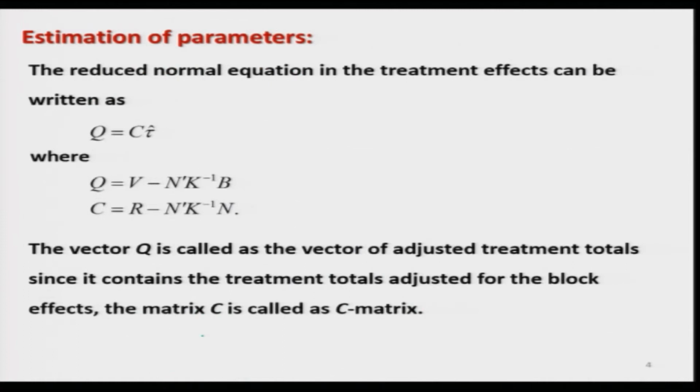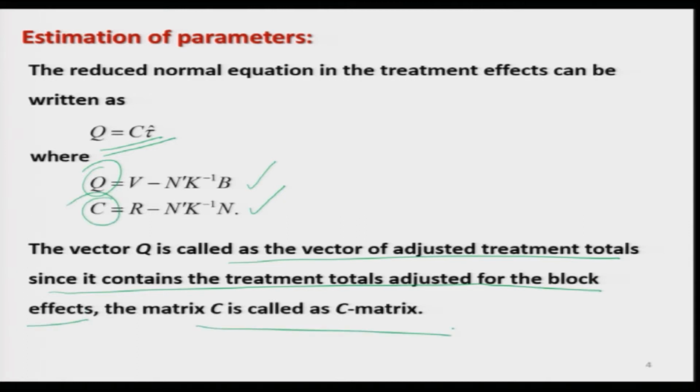And this was written here as Q = Cθ, where Q is given by the expression V − N′K⁻¹B, and C is given by the expression R − N′K⁻¹N. This vector Q is called the vector of adjusted treatment totals, because it contains the treatment totals which are adjusted for the block effect, and this C matrix is called the C matrix itself.